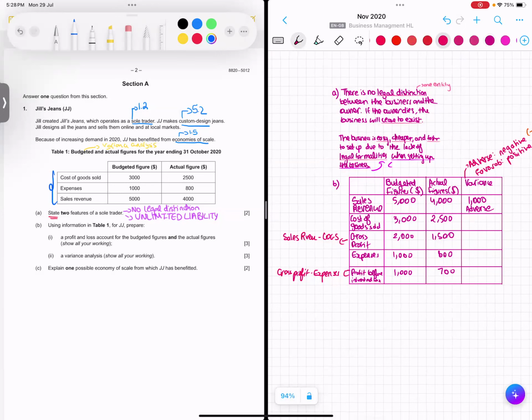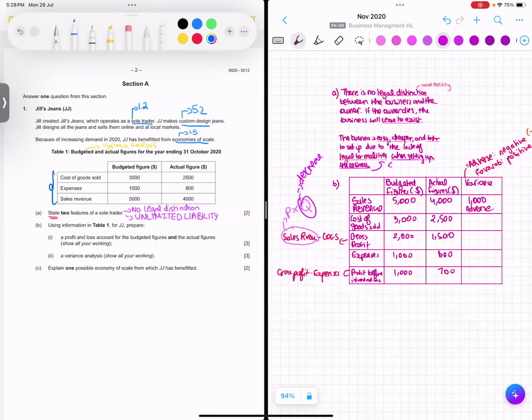So sales revenue, I'm actually gonna use another color. Sales revenue, guys, is basically price times quantity. So this means that the business ended up selling a smaller quantity. So there was a decrease in the expected quantity to be sold.